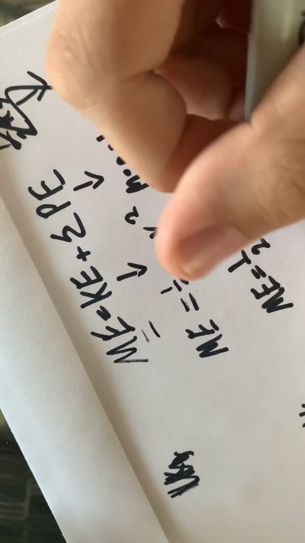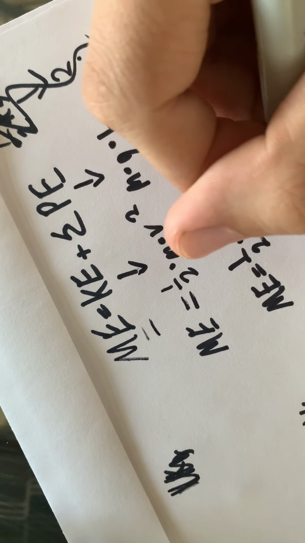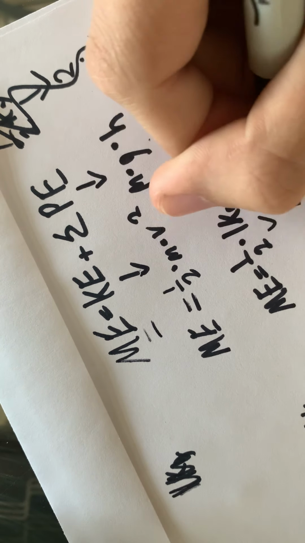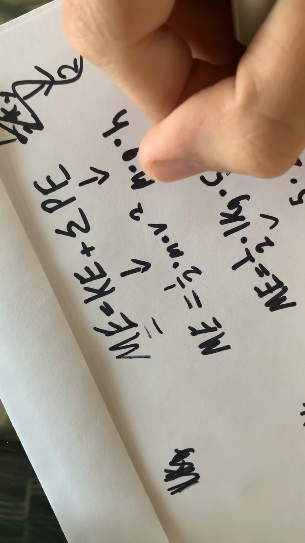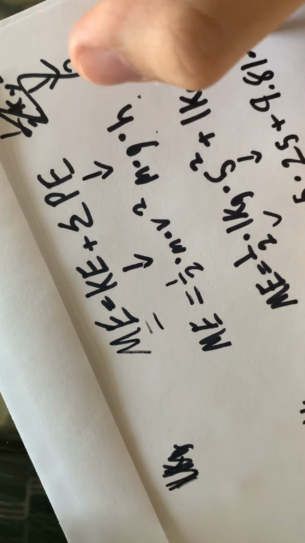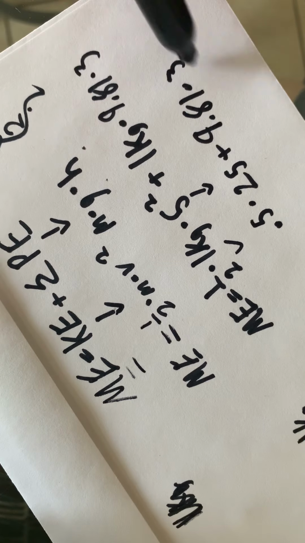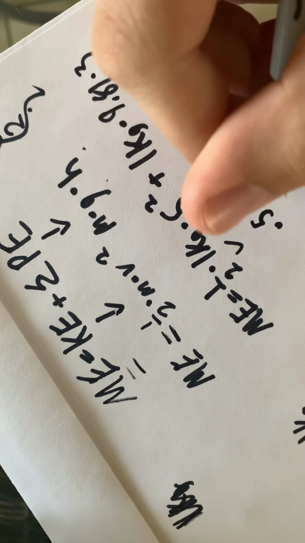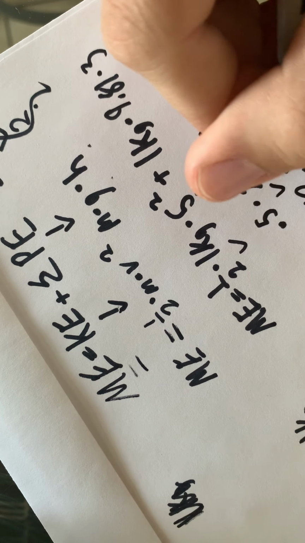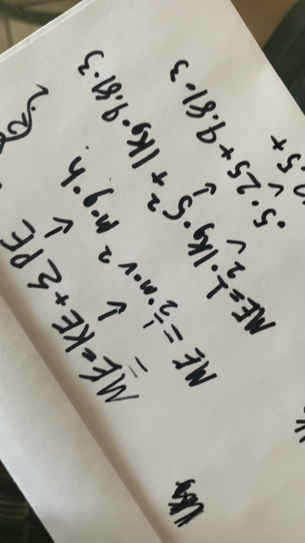So 1/2 times 1, anything times 1, is 0.5. 0.5 times 5 squared. 5 squared is 25. So 0.5 times 25 plus 1 times 9.81 times 3. I don't know this because I'm not a human calculator. But I know half of 25 is 12.5. So 12.5 plus 9.81 times 3.